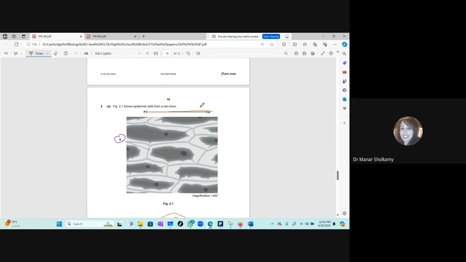Quickly. How do I convert this length to millimeters? If I, for example, measure it, it is 3.5 centimeters. How do I convert it to millimeters? Give me an answer.